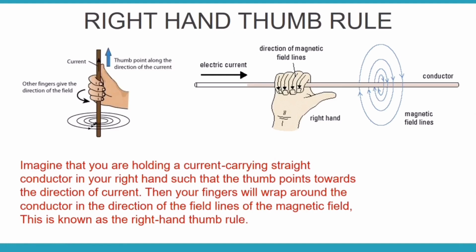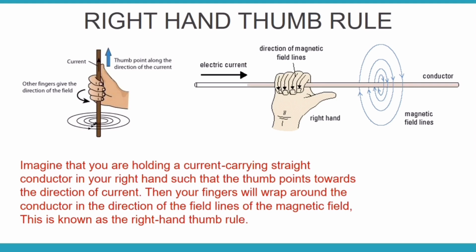Right hand thumb rule. In order to find the direction of the magnetic field, a simple rule is used, called the thumb rule. Imagine that you are holding a current carrying conductor in your right hand such that the thumb points towards the direction of current. Then your fingers will wrap around the conductor in the direction of the field lines of the magnetic field. This is known as the right hand thumb rule.